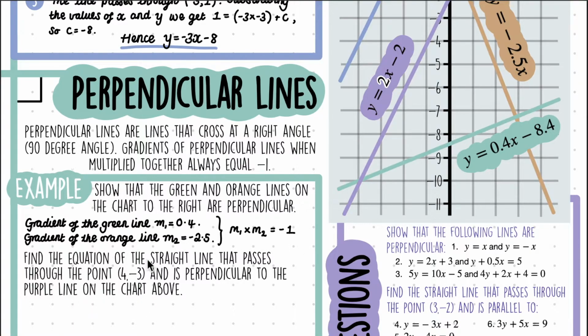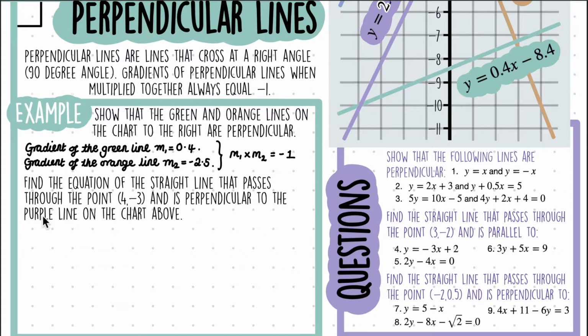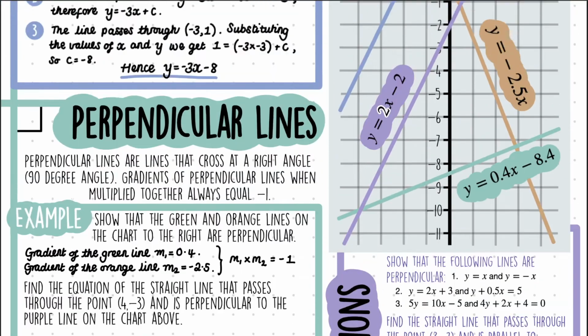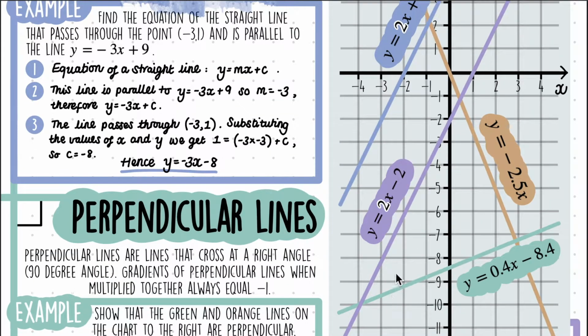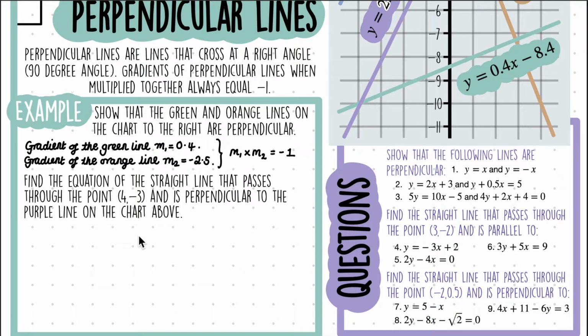Right, what about a question that's similar to the one above that we had with parallel lines, but it's dealing with perpendicular lines? This question says, find the equation of the straight line that passes through the point 4, minus 3 and is perpendicular to the purple line on the chart above. So perpendicular to this purple line here. Well, again, I use the same method as we did before. We're trying to find the equation of a straight line.